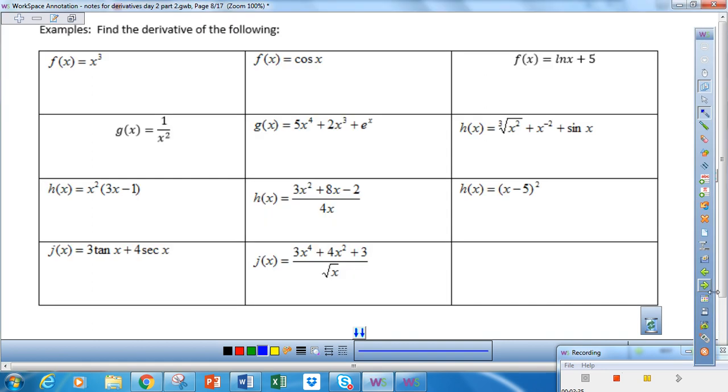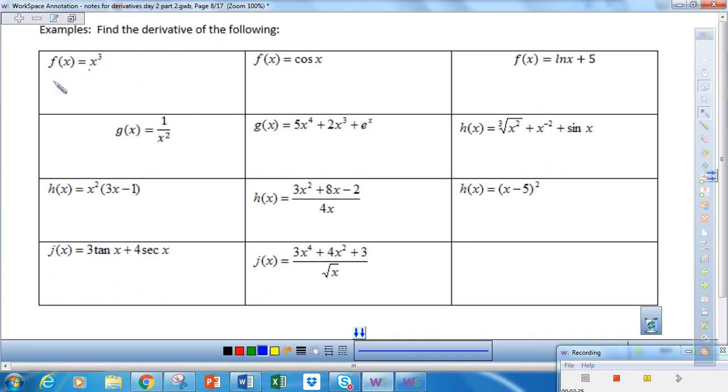So let's do some examples. We're going to start with some easy ones, and if you would like to pause this and practice on your own, see which ones you can get, and then come back and see the answers, that would be a great idea. So I'm just going to kind of do a few of these. Well, I'm going to do them all. But the first one is x cubed, and so we're going to use the power rule on that.